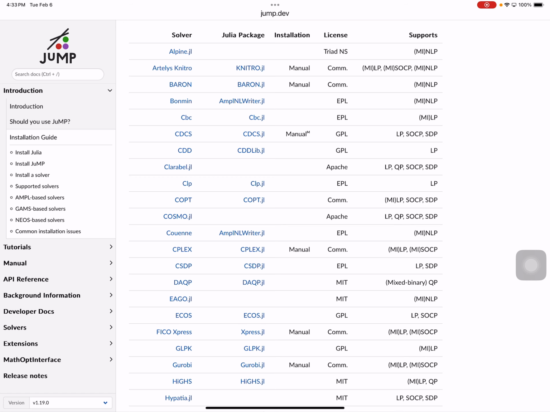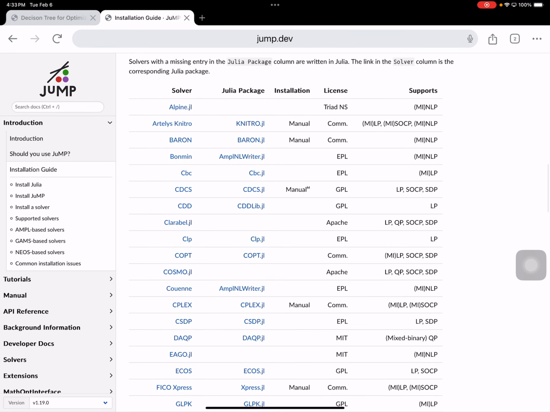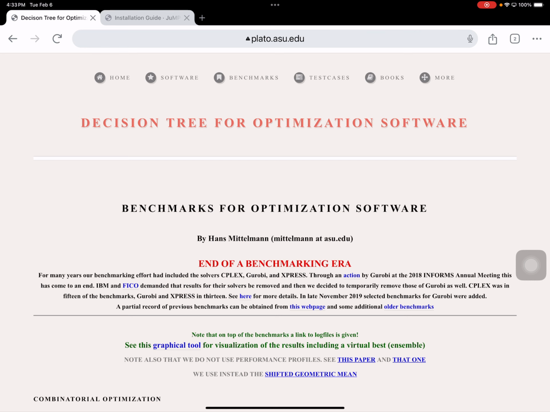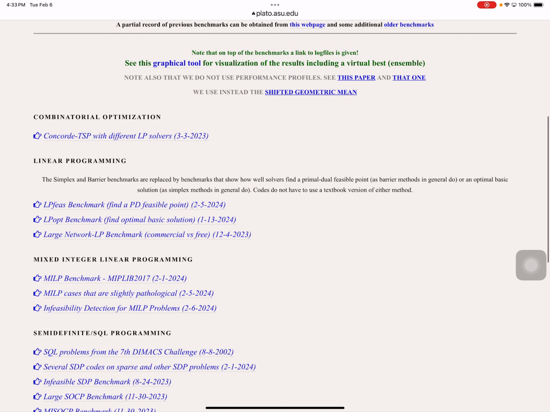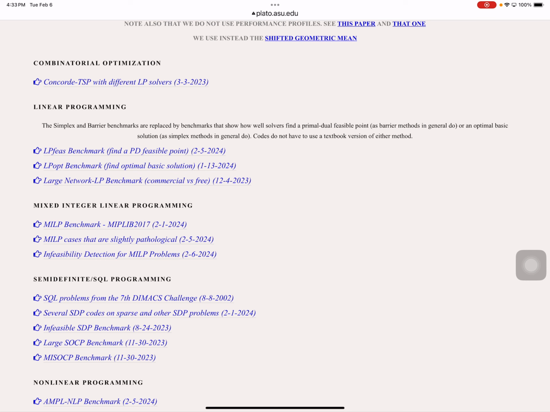The other question you may be wondering is, if I know those solvers, which are the good solvers I should try? That comes to the other link. It is called the Mittelmann benchmark. Hans Mittelmann is a professor at Arizona State University. Every year he benchmarks those solvers for different problem types. If you go down the list, for example, he has benchmarked linear programming solvers, and also mixed integer programming solvers, semi-definite programming solvers.